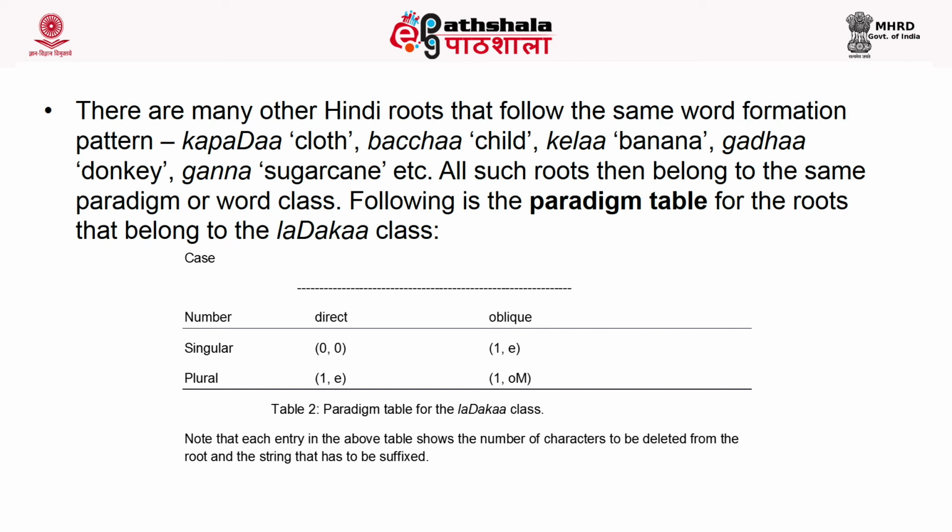In the oblique case, in the singular, you have to drop the a and add e, so you get ladke. And in the plural of the oblique case, you drop the a and add on to get ladkon. So such paradigm tables show the number of characters to be deleted from the root and the string that has to be suffixed.